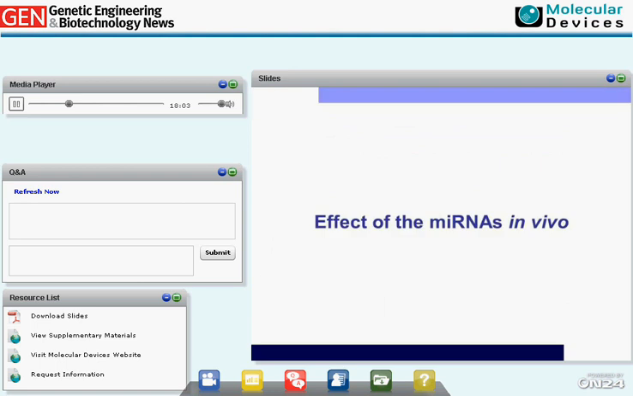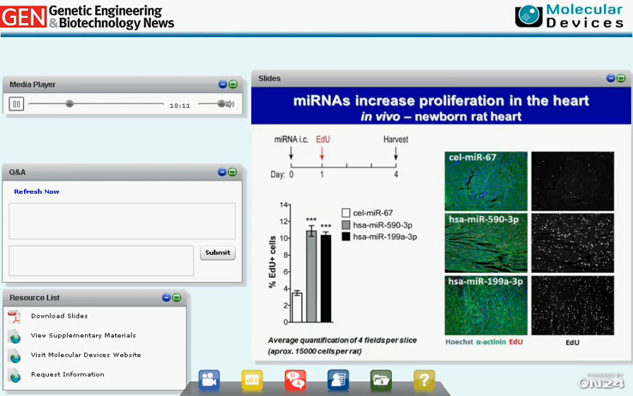So what was the effect of these microRNAs in vivo? As a first approach to test the effect of these microRNAs in vivo, we used synthetic microRNAs injected directly intracardially in a newborn rat. And we looked at the EdU incorporation 4 days after the injection. So these were very short-term experiments.